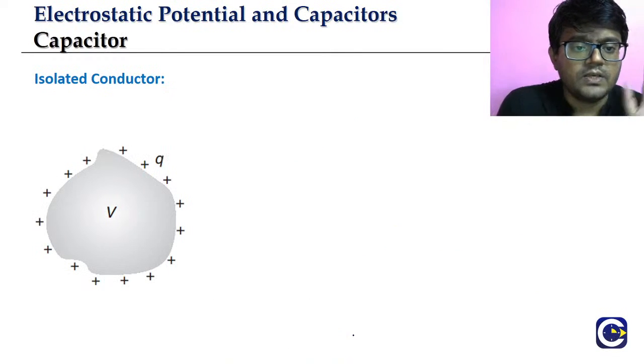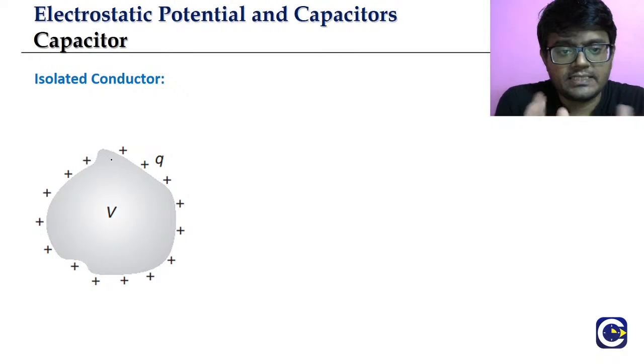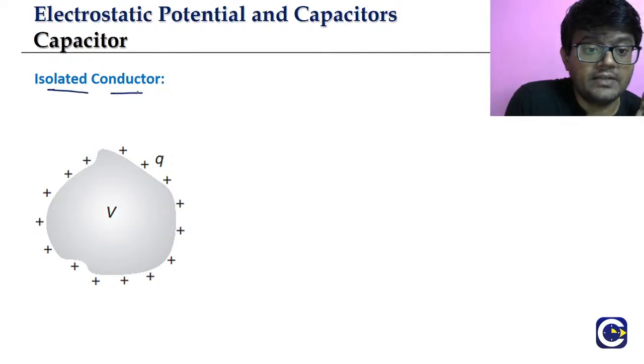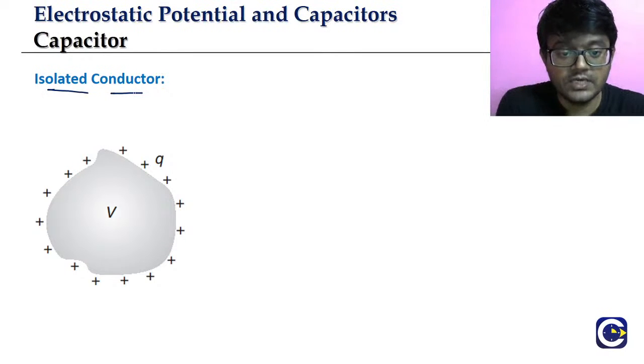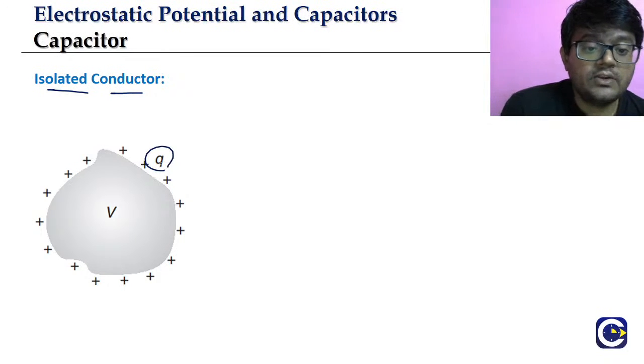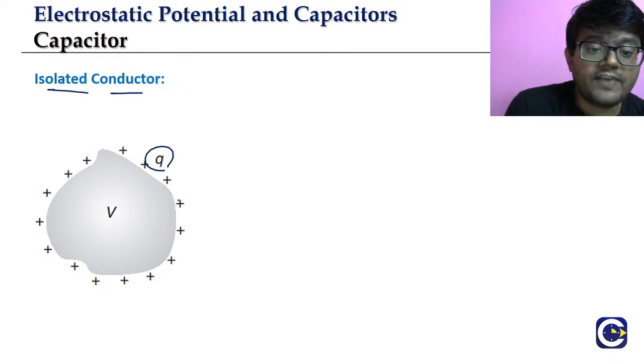Now if you take an isolated conductor, look here, we have taken an object which is isolated. What does isolated mean? There should be no physical connections. Okay, take an isolated conductor. For that you are giving a charge q. Then on the surface of the conductor we will have a potential.